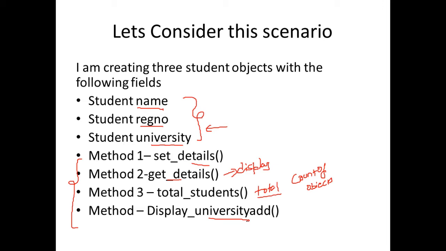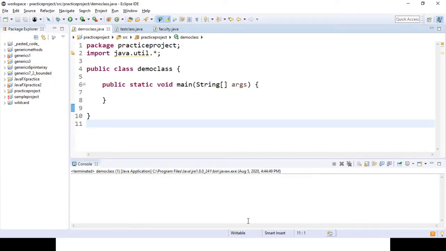So this is the exercise that we are going to take in today's class to understand what is static. First, let me go and code this. We'll create three student objects. Why don't you start coding parallelly with me?